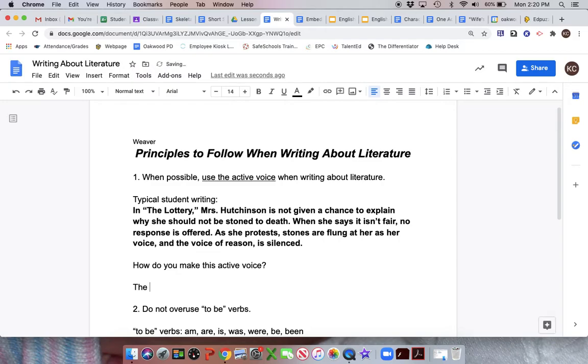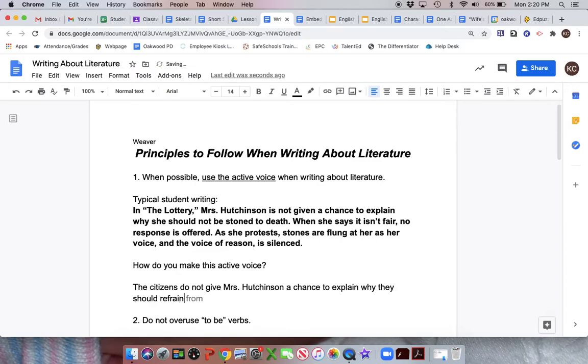So if you say the citizens do not give Mrs. Hutchinson a chance to explain why, and now it says she should not be stoned to death. Instead, say a chance to explain why they should, I'm going to say, refrain from stoning her. Now everything is in the active voice. The citizens are the ones giving, they are the ones refraining, so it's in the active voice. And you'll notice that it's shorter.